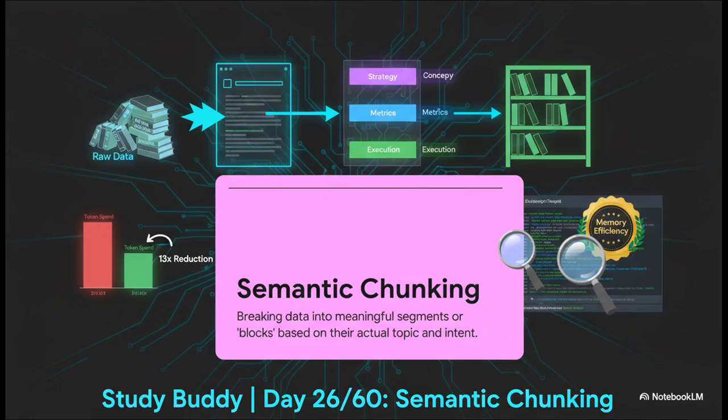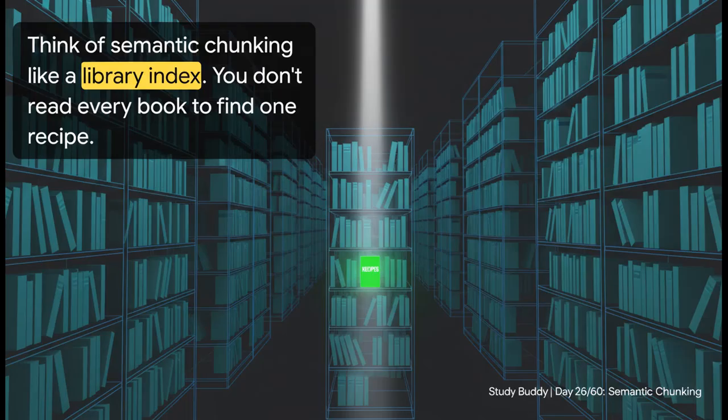Well, semantic chunking is all about breaking down those big documents, not into random little pieces, but into smaller, meaningful blocks that are grouped by their topic and intent. So instead of one giant confusing mess, you get this beautiful collection of focused, context-rich segments that the AI can actually find and understand. To make this crystal clear, let's use an analogy.